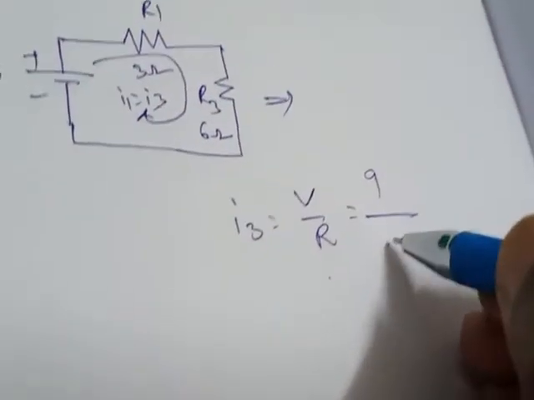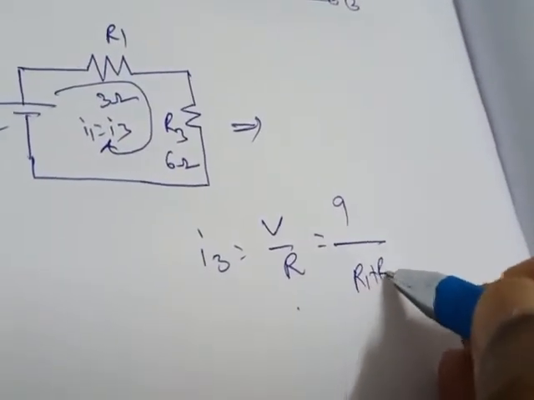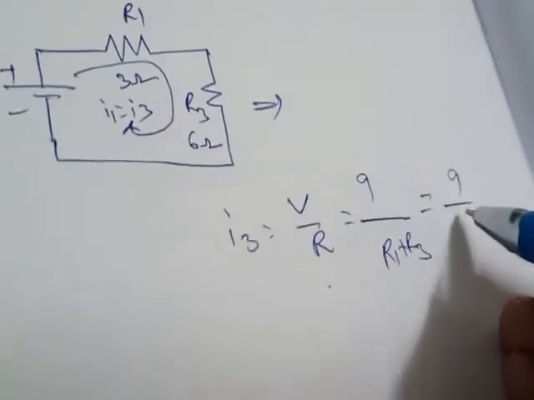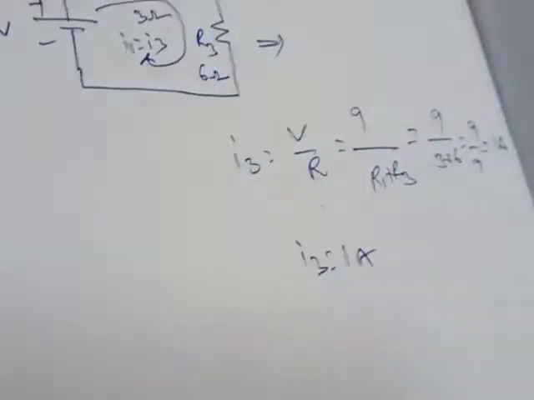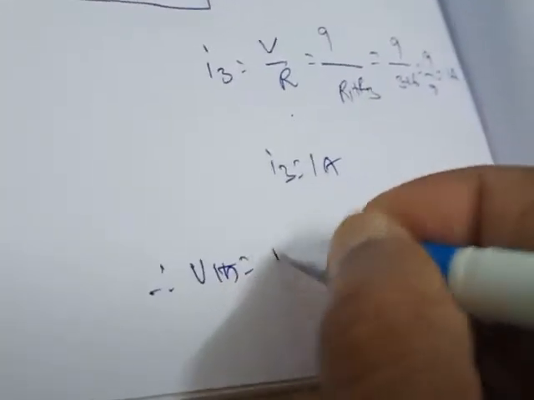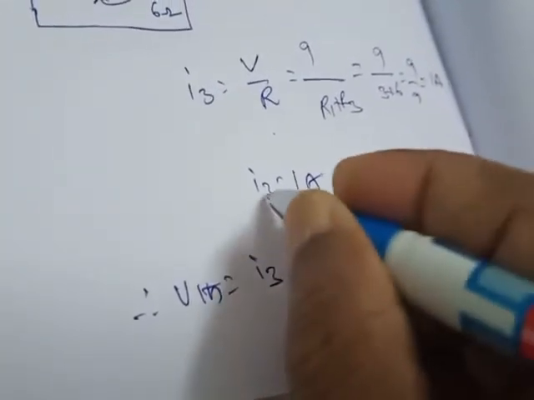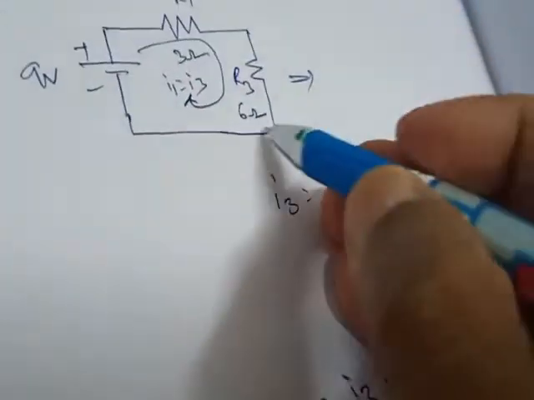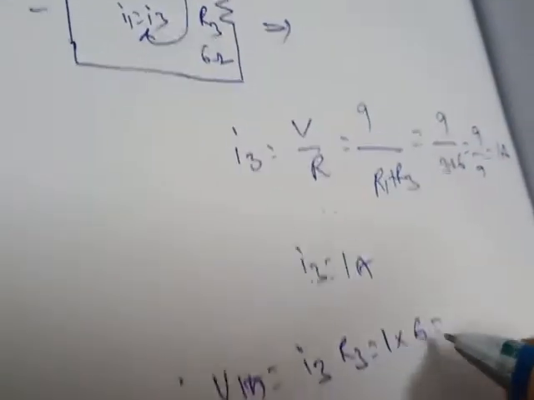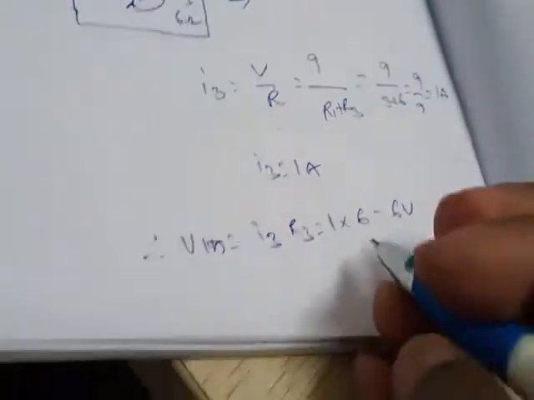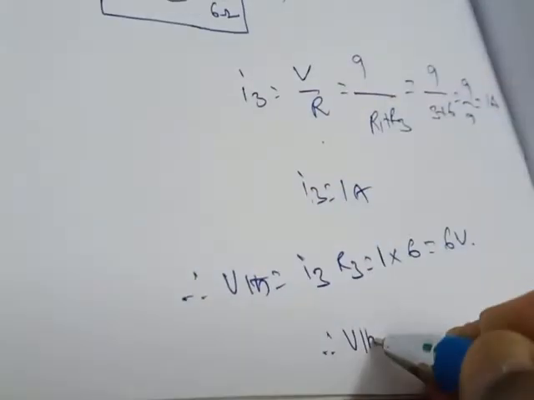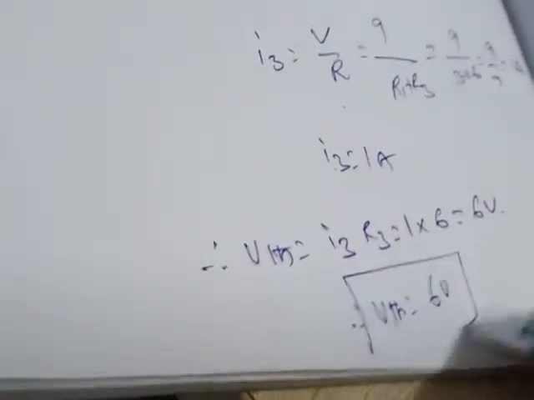So what will be the total resistance? That is R1 plus R3. That is 9 by 3 plus 6, that is 9 by 9 equals 1 amp. Therefore I3 equals 1 amp. So from here you can find out VTH. VTH equals I3 into R3. What is I3? That is 1. What is the R3 value? It is 6 ohms. So VTH equals 1 into 6 equals 6. Units is volts. Therefore VTH equals 6 volts. This is your step 2.